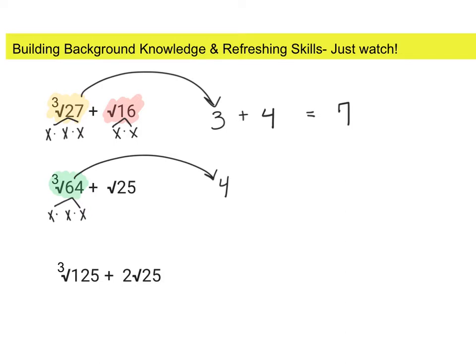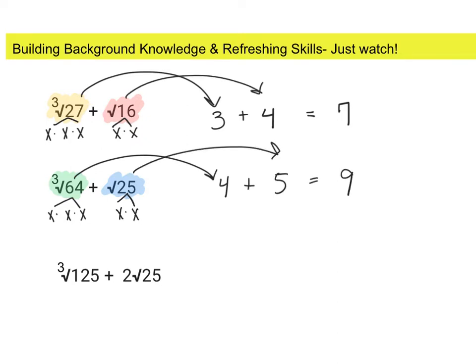And then moving on to the second one, the square root of 25. You should have this one memorized. What times what equals 25? Well, 5 times 5 equals 25. So this becomes 5. So 4 plus 5 is 9. Forgot to do that arrow up there.